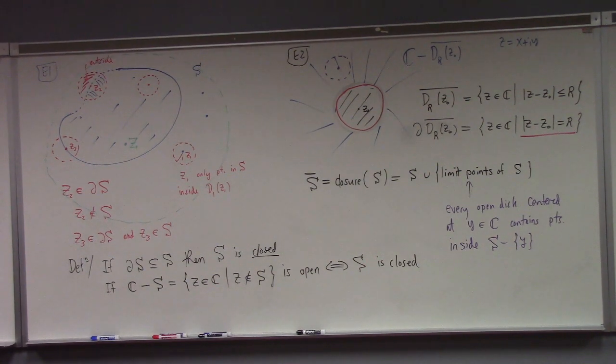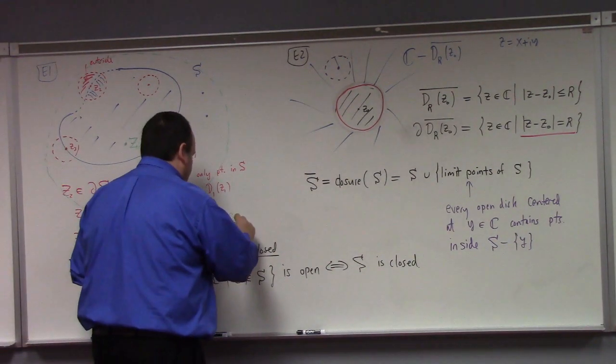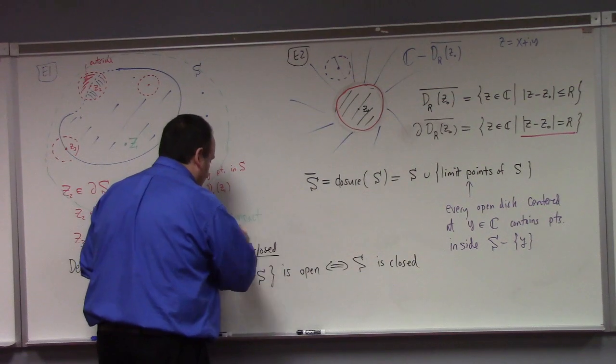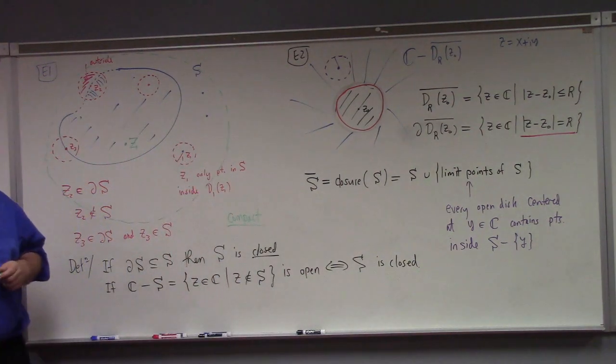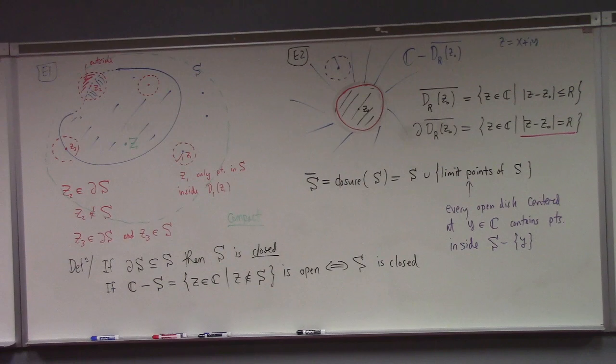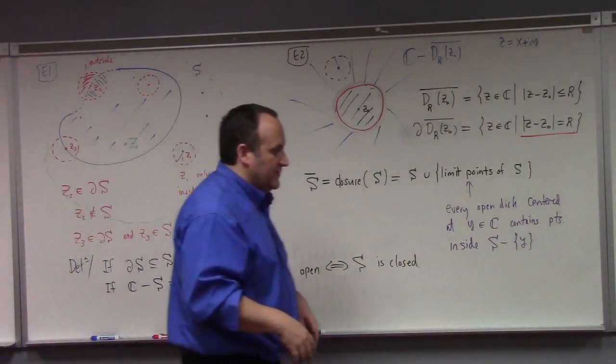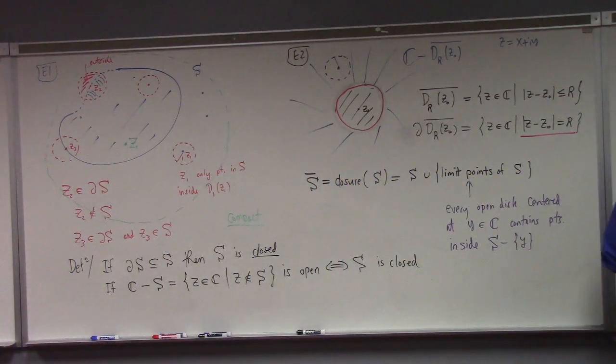A set which is closed and bounded is said to be compact. A compact set is both closed and bounded. Compactness is important because we have really nice theorems about compact sets, like the continuous image of a compact set is bounded. In Calculus 1, you saw this as the extreme value theorem. But its more general statement is what I just said, that the continuous image of a compact set is bounded. All right. Let us move on.